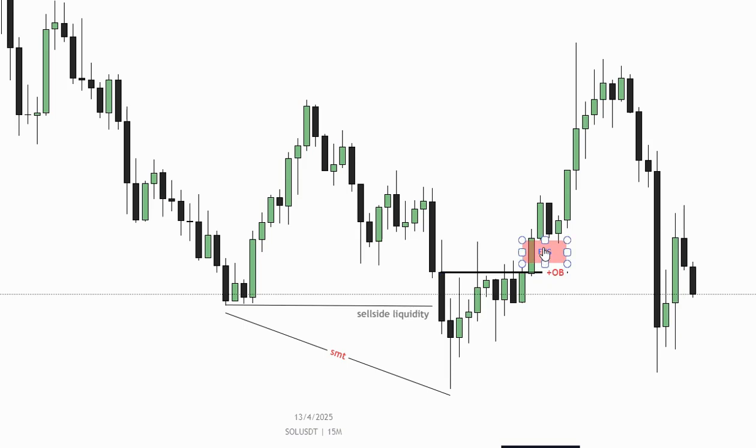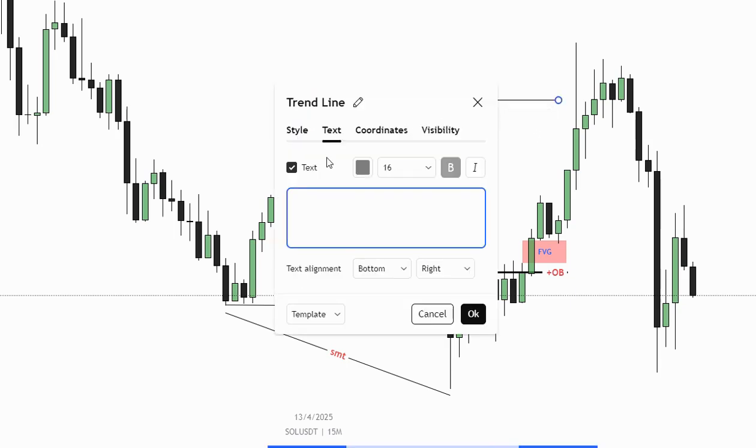But now we have a fair value gap. Then now our entry should be from this fair value gap. Now where do we need to target? This area here. That is the closest area that you need to target. That is our buy side liquidity. Buy side liquidity.